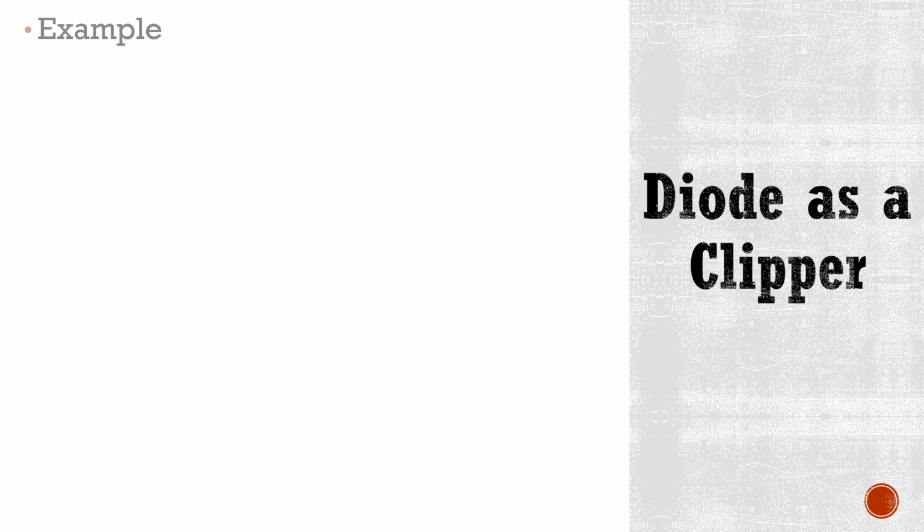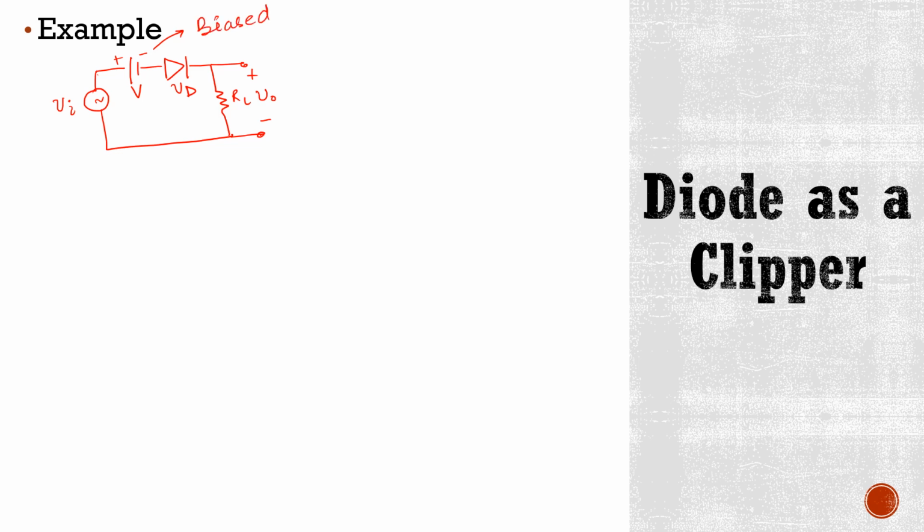Now look at this example. If you have a circuit like this, where this is load resistor RL, and here we have voltage drop V0 or output voltage. This is a DC battery. This is positive terminal, this is negative, and here voltage drop across this diode is Vd, and this is input voltage. Now as you can see here, this DC battery is connected. It means now this circuit is biased.